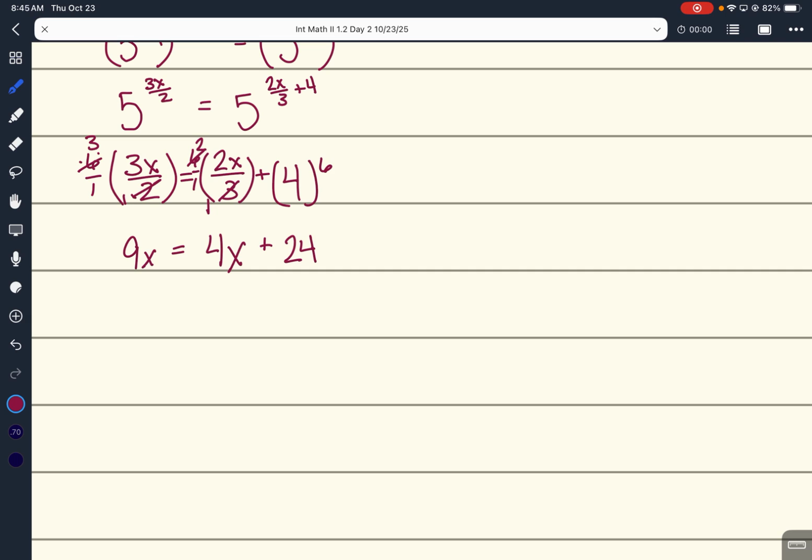Now we subtract the 4x. 5x. So I get 5x equals 24. And then divide by 5. So x equals 24 over 5. Did we still get a fraction in the end? Did we trick ourselves and make it look better? A bit. And then they turned it into a decimal. Don't turn it into a decimal. Why waste your time, right?